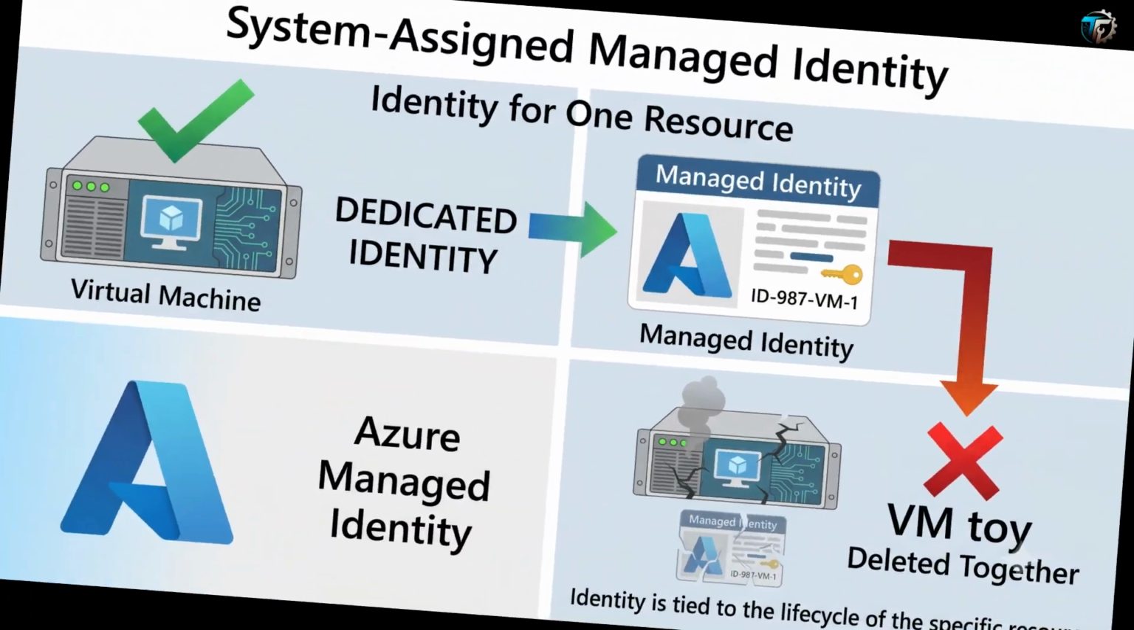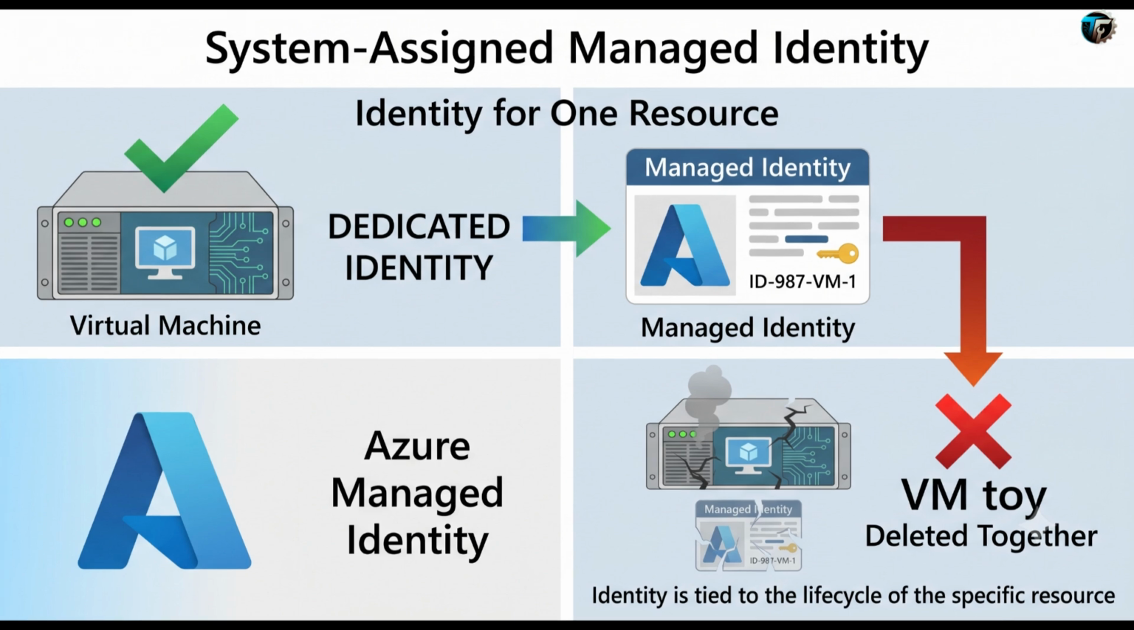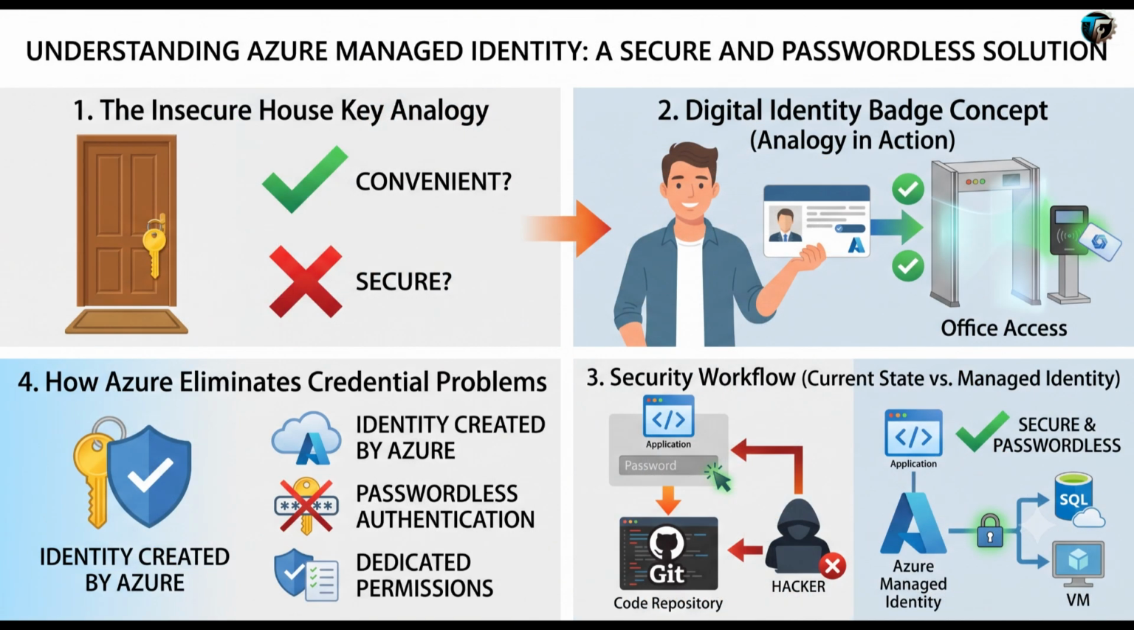A system-assigned managed identity belongs to one Azure resource. If the resource is deleted, the identity is deleted too. It's perfect when the identity is needed only by that specific resource. A user-assigned managed identity exists independently. Multiple Azure resources can share it. This is useful when several applications need the same permissions.